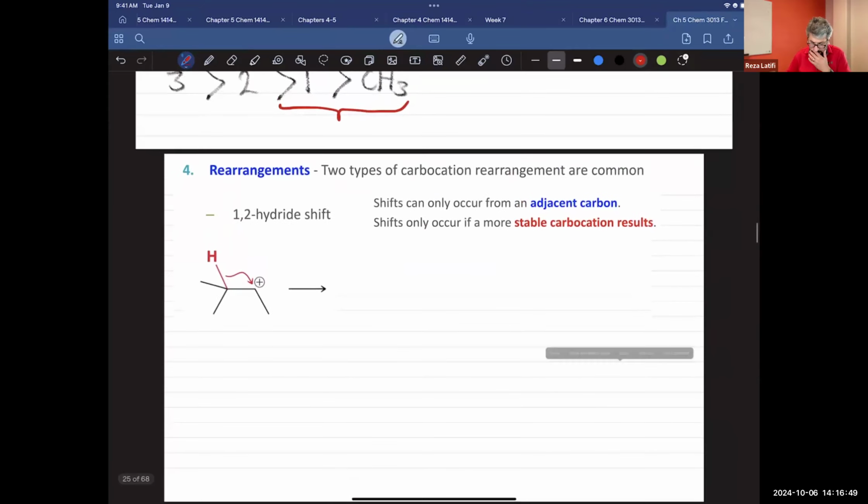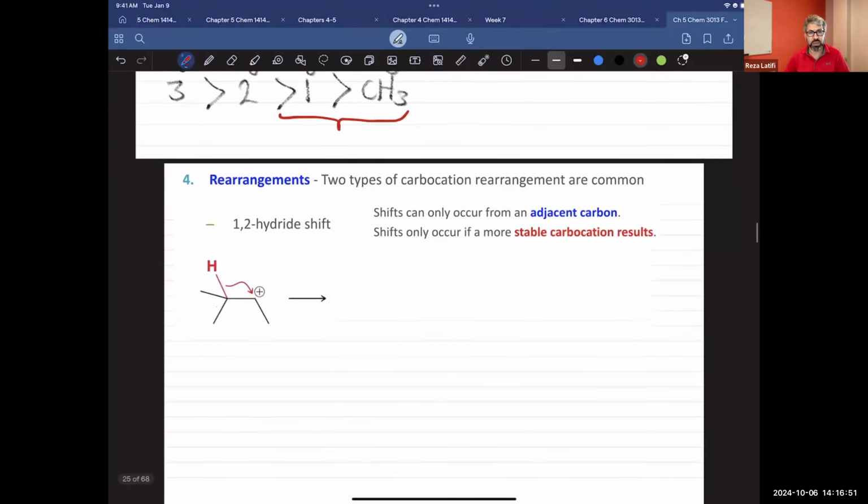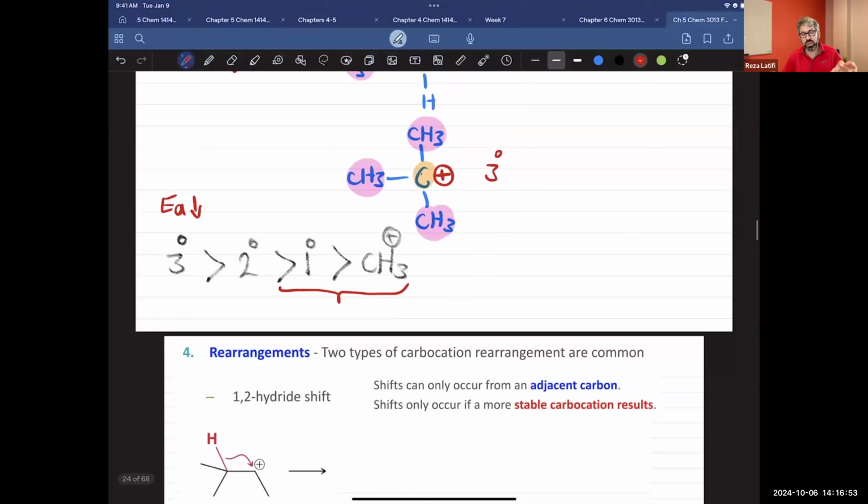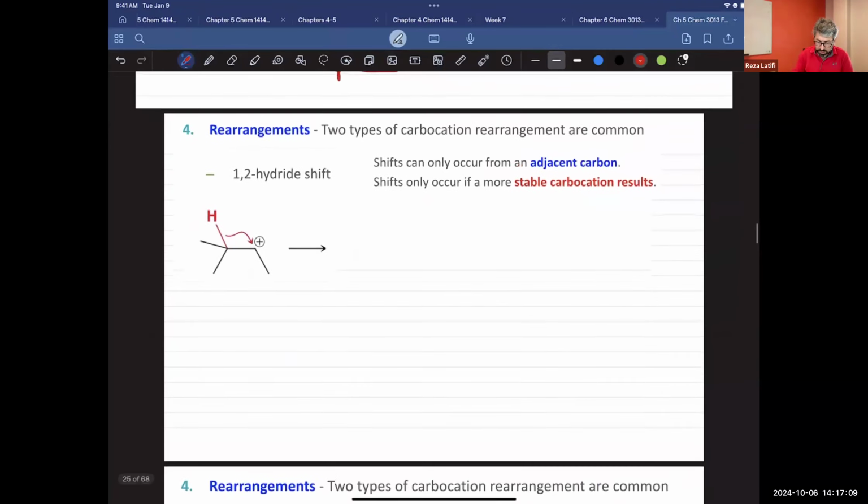Okay, now if you can rearrange the element in a way to get a tertiary carbocation, or to get secondary instead of a primary, then do it. And you can move hydrogen, or you can move a methyl group, for example. The first one we're going to do is the hydride shift. What's a hydride? Hydride is a hydrogen atom with a negative charge. That's going to be hydride.